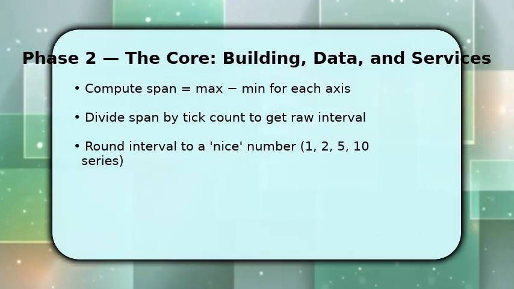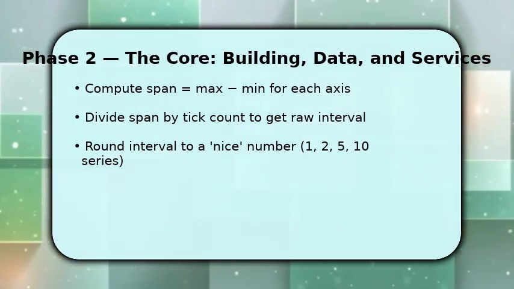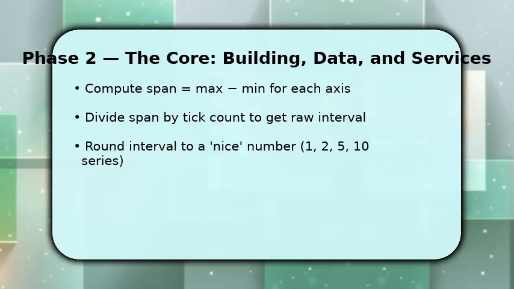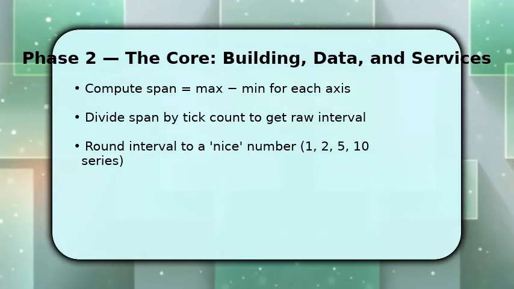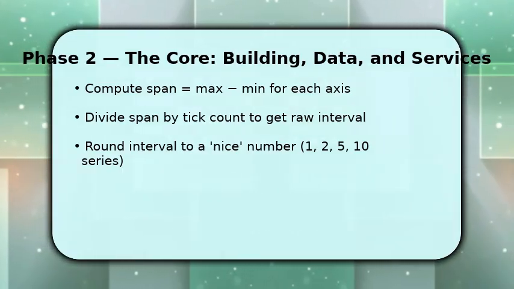Once you have the raw interval, round it to a nice number, 1, 2, 5, or powers of 10, so ticks land on clean values. This reduces cognitive load and makes the graph easier to read.